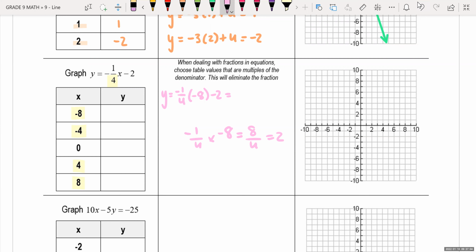When you're multiplying a fraction with a whole number, it's kind of like saying negative 1 over 4 times negative 8 over 1. Multiply the numerators. So negative 1 times negative 8 is 8. 4 times 1 is 4. 8 divided by 4 is 2. So this is just going to be 2 minus 2, which is equal to 0. Good.